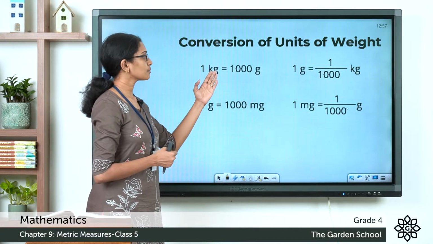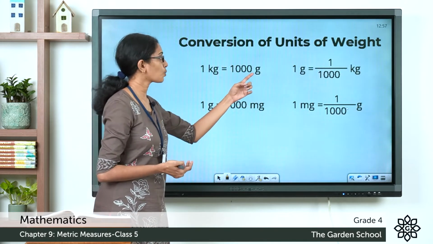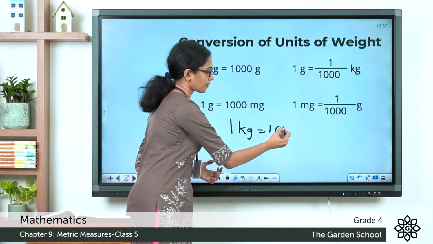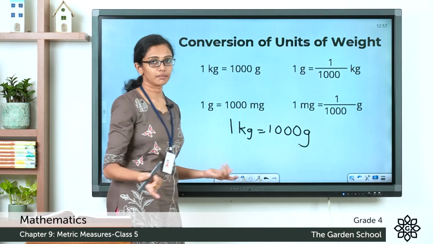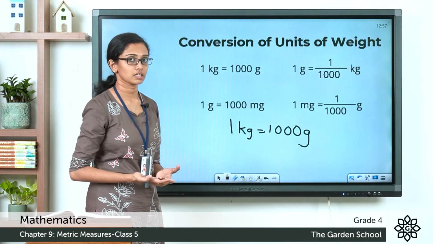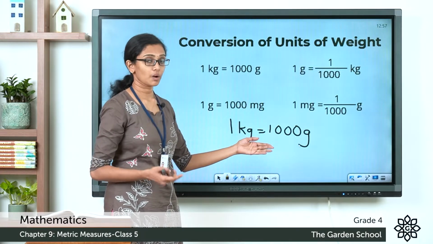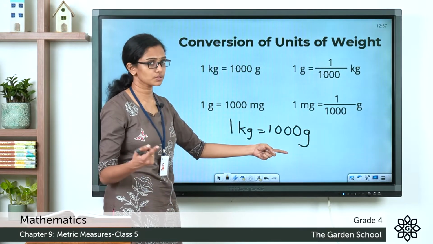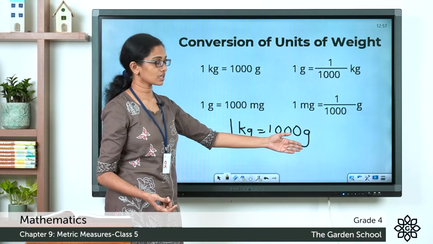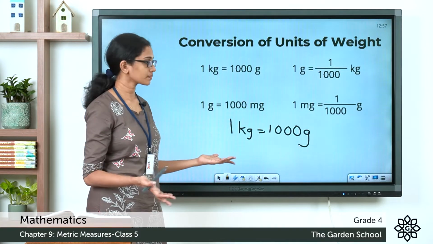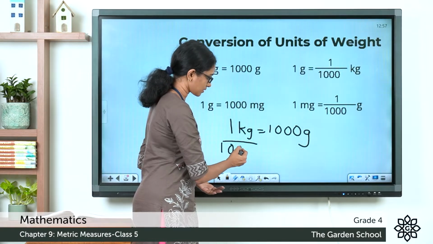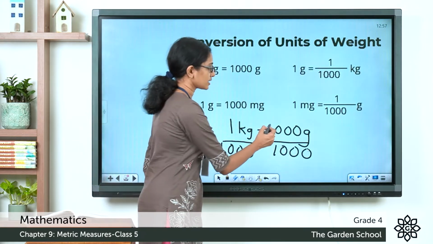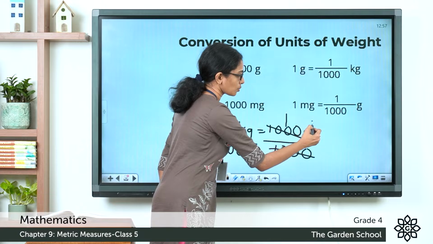Now, if 1 kilogram is equal to 1000 gram, how would you find out what is 1 gram? See, 1 kilogram is equal to 1000 gram. Now, what is 1 gram then from this? How can we find out that? Here it is 1000 gram. How can we make it 1 gram? If we divide this by 1000, we'll get 1000 by 1000 equals 1 gram here, right? So, if you are dividing it on this side, you have to do the same on this side. So, you are dividing both sides by 1000. On the right side you get 1000 divided by 1000 is equal to 1. So, it is 1 gram.